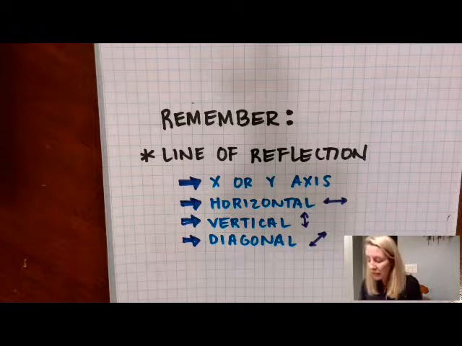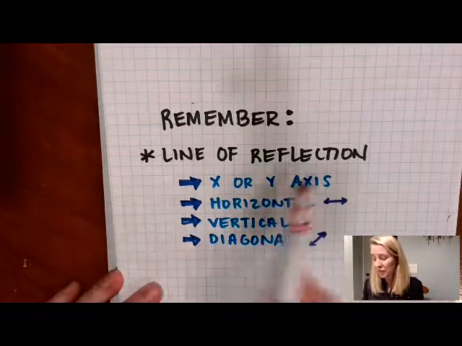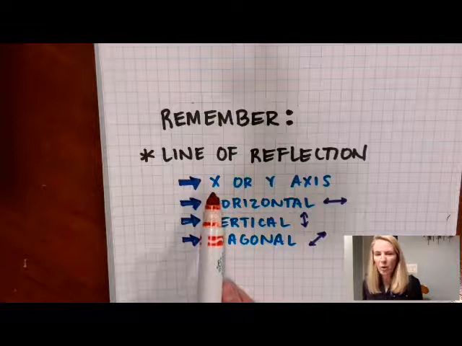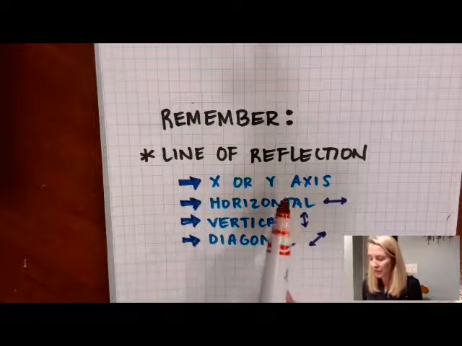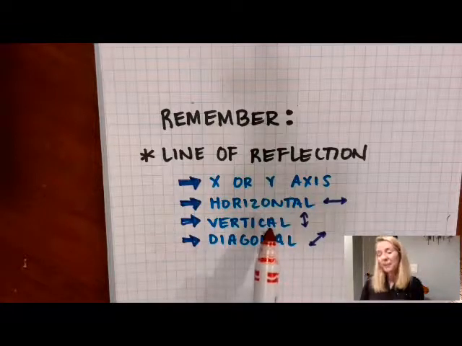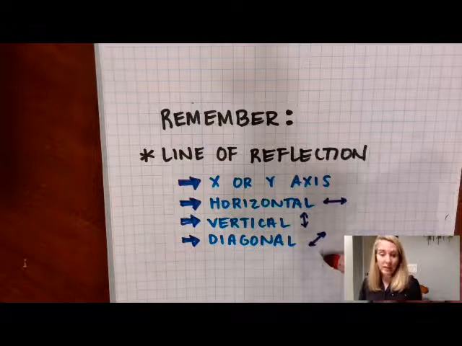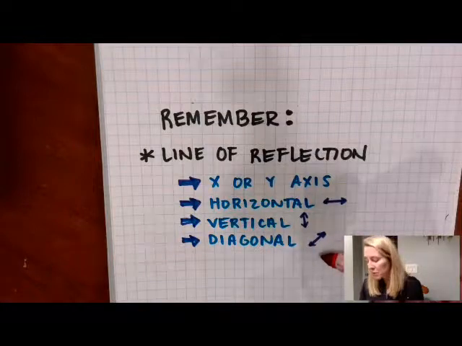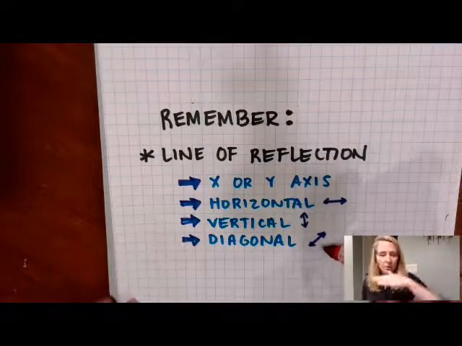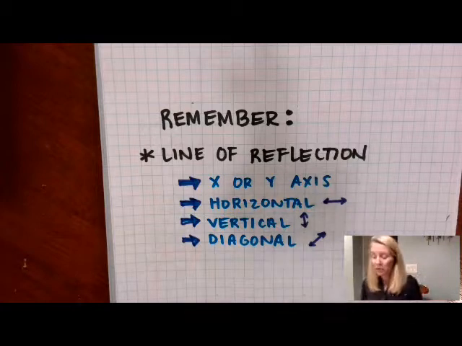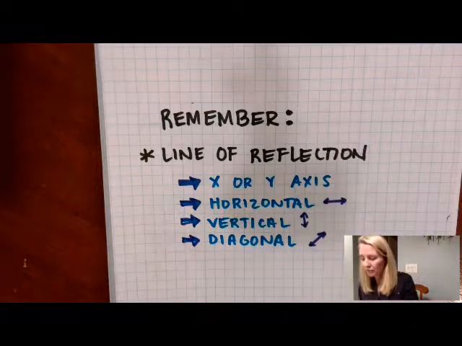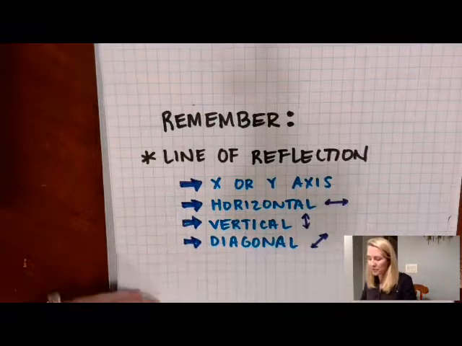So your line of reflection typically is going to be on your X or Y axis, or it will be horizontal or vertical. It's not typically diagonal, but it's definitely possible. It's a little bit trickier when we get into some of those examples, but for the most part, it's going to be a basic up or down, left or right line that you're going to be reflecting across. So let's take a look at some examples here.